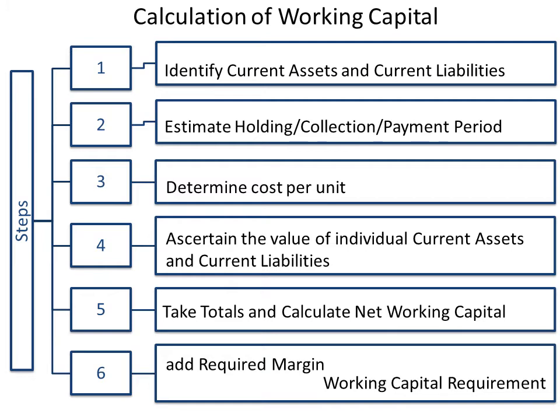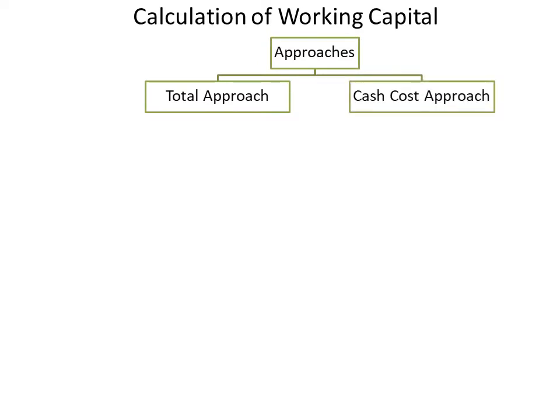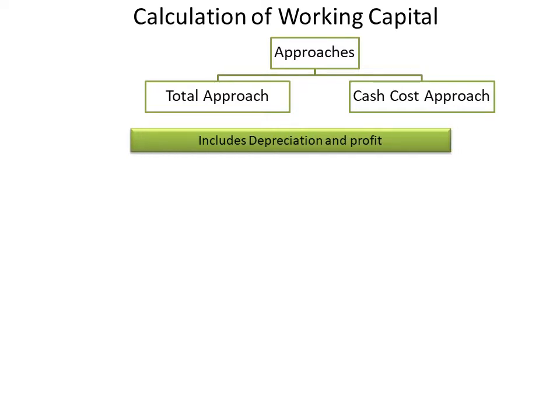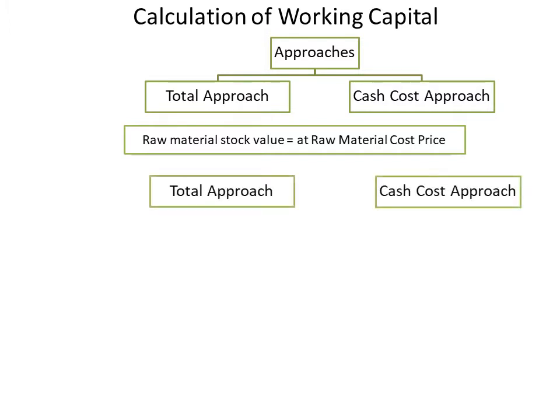Now here, while applying fourth step, we need to know which approach we are using for calculation of working capital. There are basically two approaches, total approach and cash cost approach. While estimating working capital, generally total approach includes depreciation and profit margin, whereas cash cost approach excludes depreciation and profit margin. In both these approaches, raw material stock value is calculated at raw material cost price. But there is some difference in calculation of values of remaining current assets.